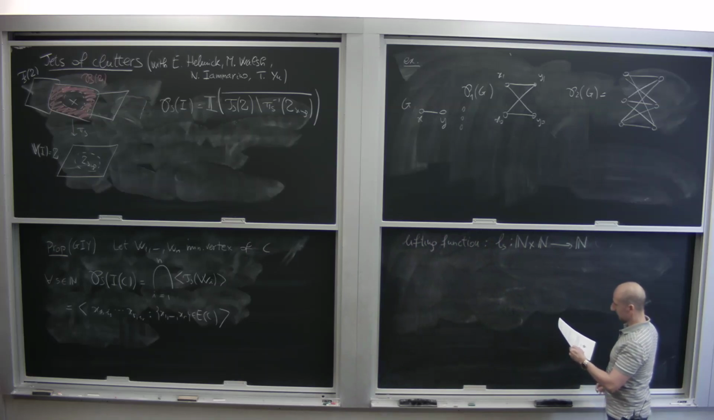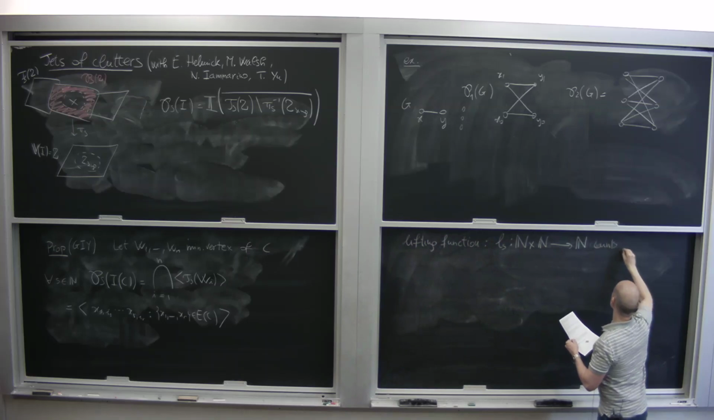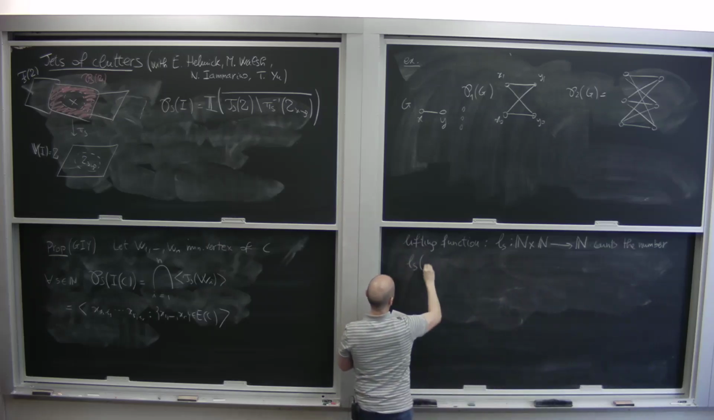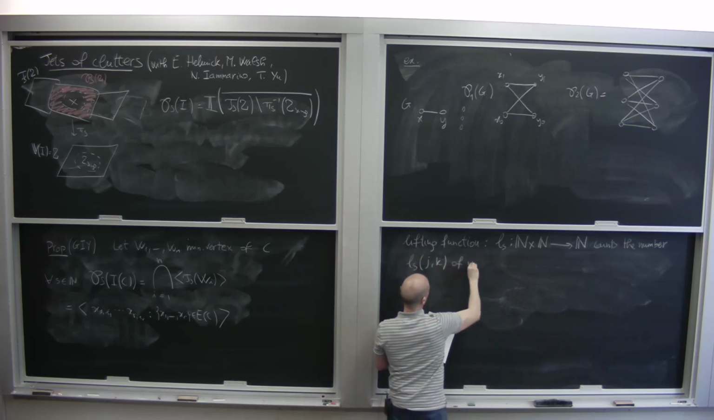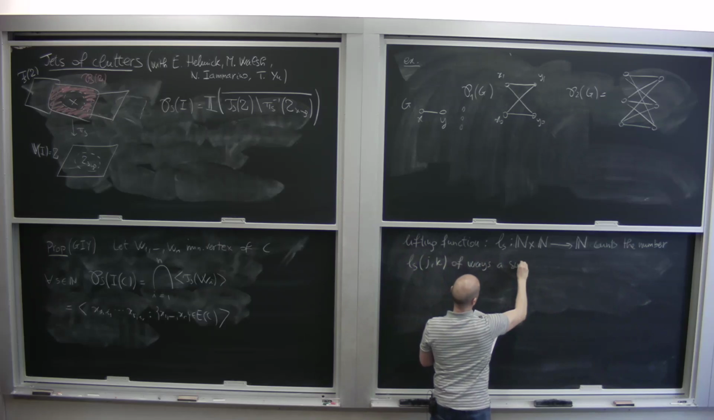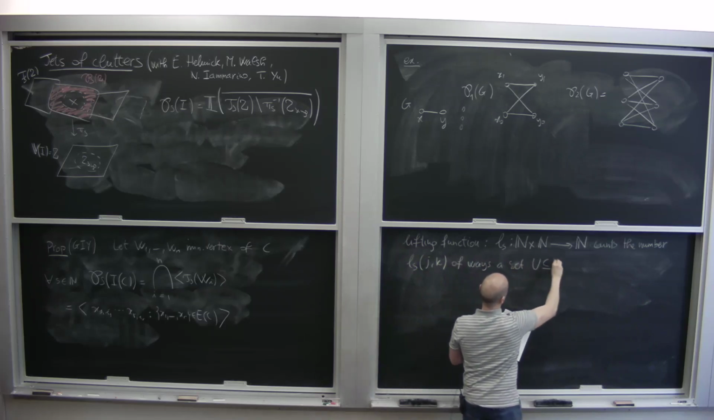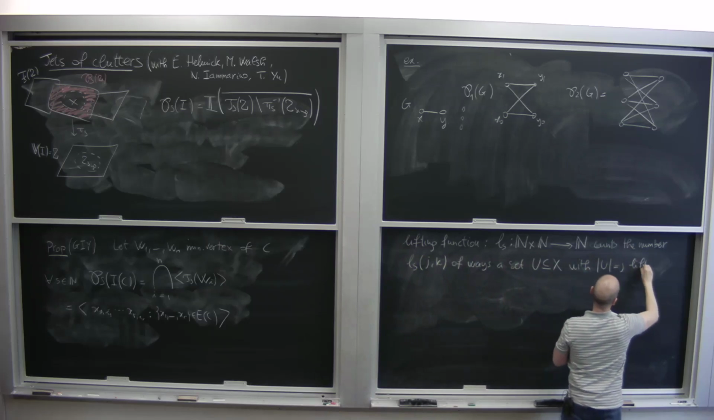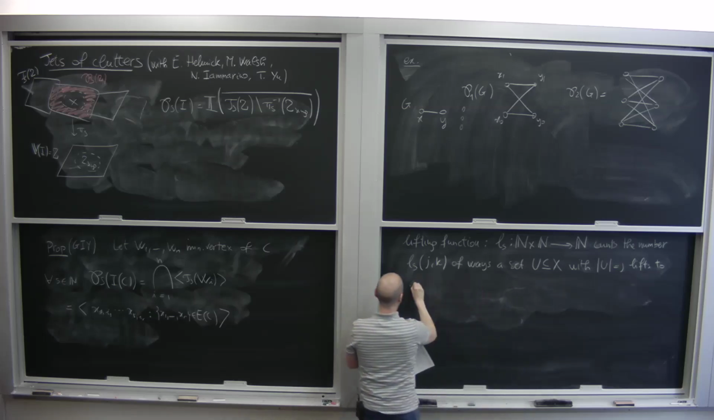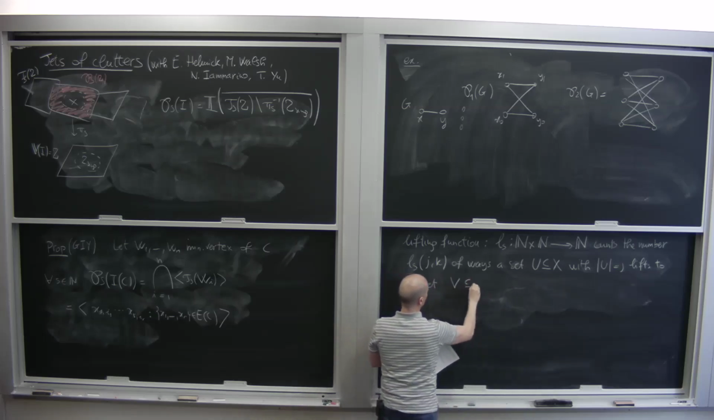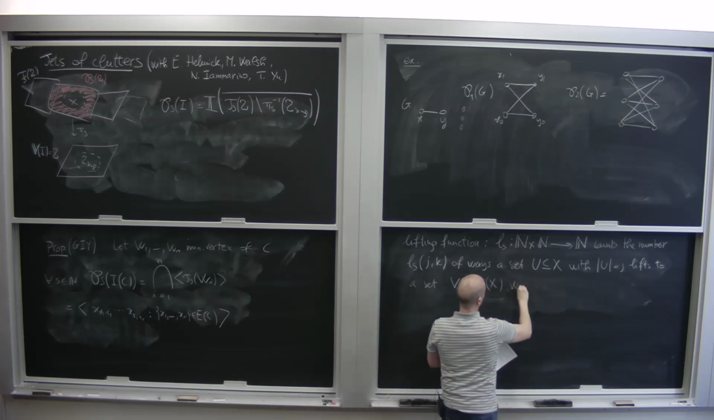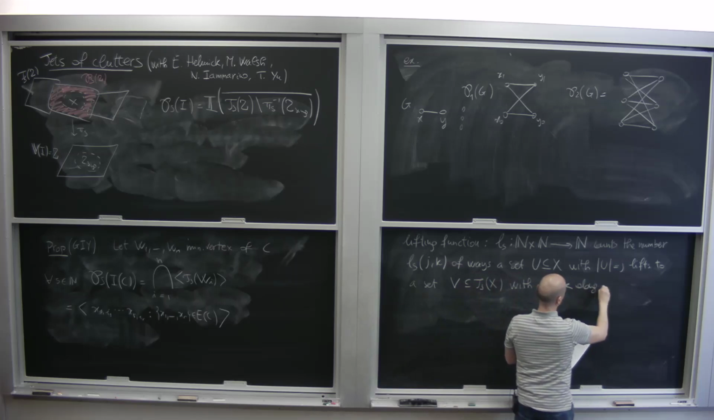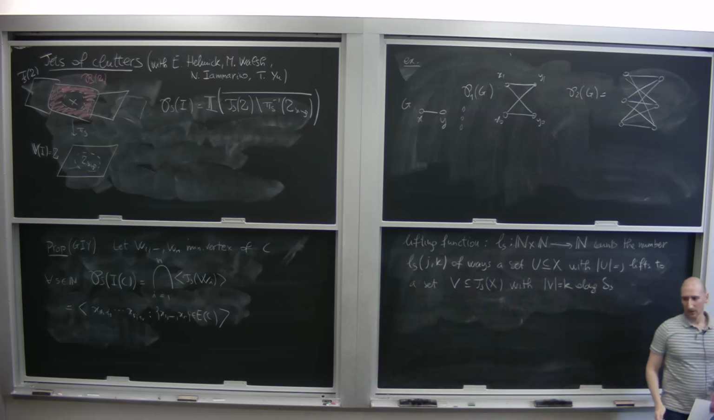0 is allowed. So it counts the number L_s(j,k) of ways a set U in X with cardinality j lifts to a set V inside JS X with cardinality k along the depolarization map. This is a very weird thing.